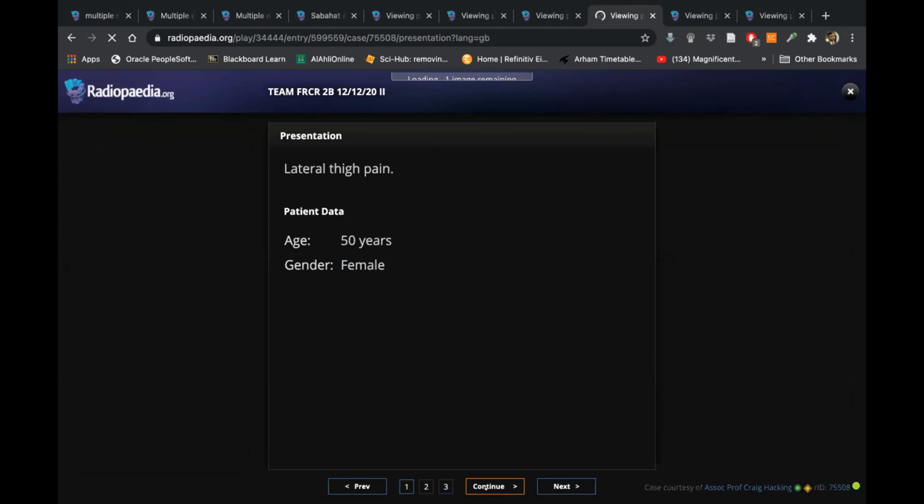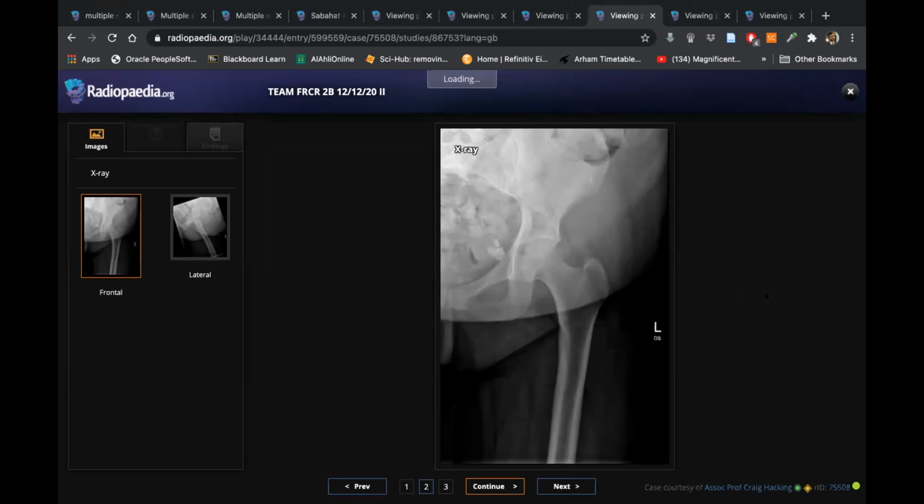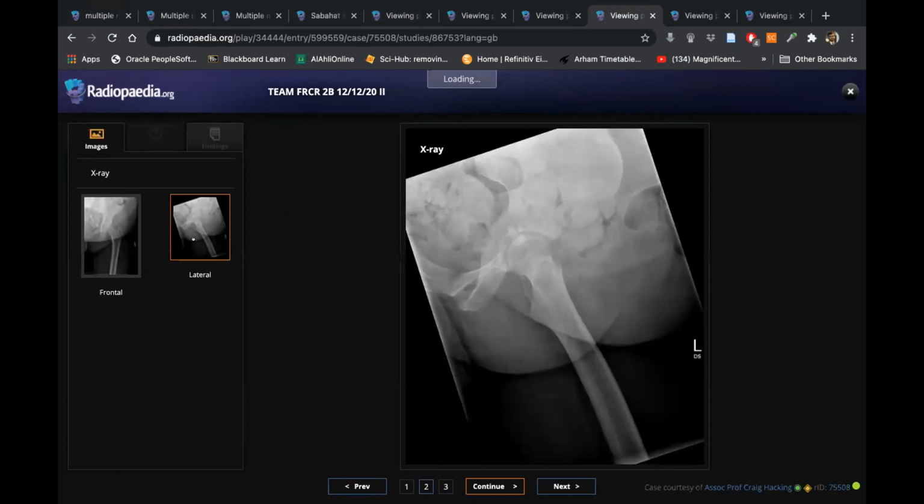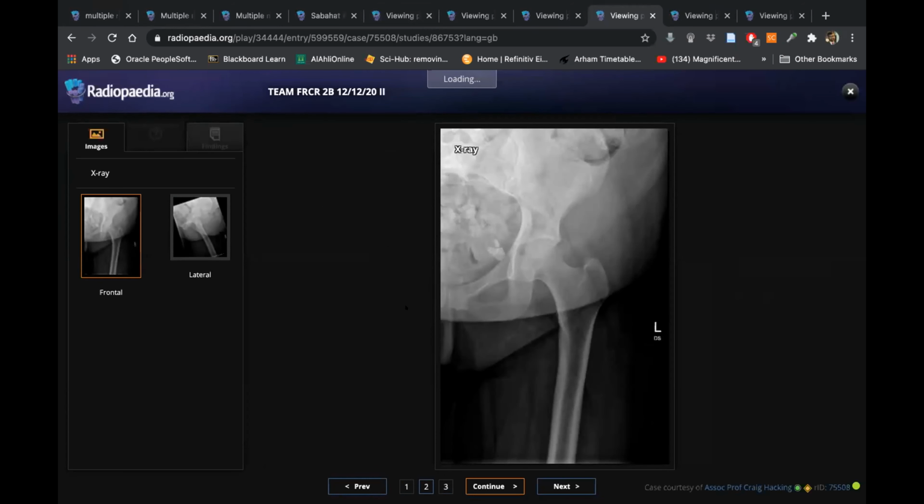Okay. Your next case, Dr. Kumar. So the lateral thigh pain, 50-year-old female. Go ahead. I am provided with the radiograph of the hip joint, AP and lateral views, which shows calcifications projecting within the left half of the pelvic cavity.